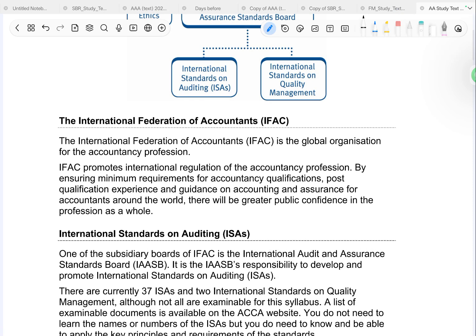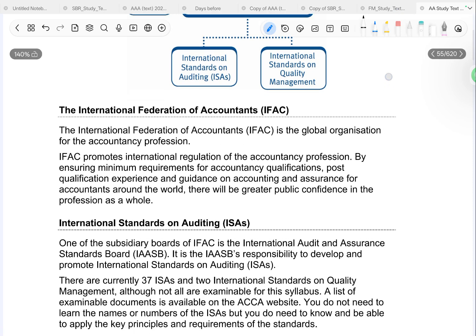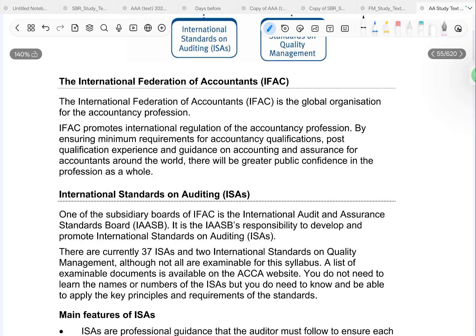Now, let's move to another very important topic in audit regulation, the International Federation of Accountants, also known as IFAC. Auditing happens all over the world, right? Companies operate globally, investors invest internationally, and financial information crosses borders every day. So the question is, how do we make sure auditors across different countries maintain the same professional standards? This is where IFAC comes in.